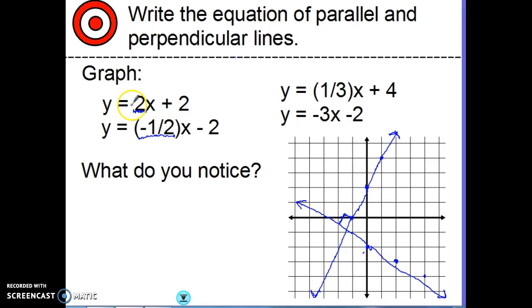Notice they are opposite signs. This one's positive and this one's negative. This one's positive and this one's negative. And notice that one is the flipped version of the other one. So if this one's 3 over 1, this one's 1 over 3. This one's 2 over 1, this one's 1 over 2. So we call that the opposite reciprocal whenever they're the opposite signs and then they're the flipped version of each other. And that's going to make them perpendicular.